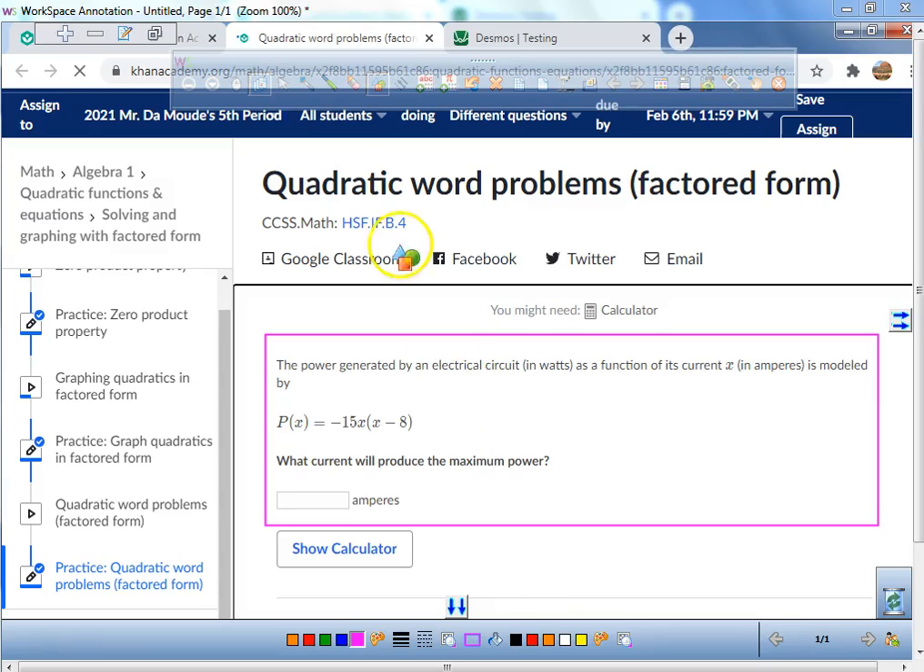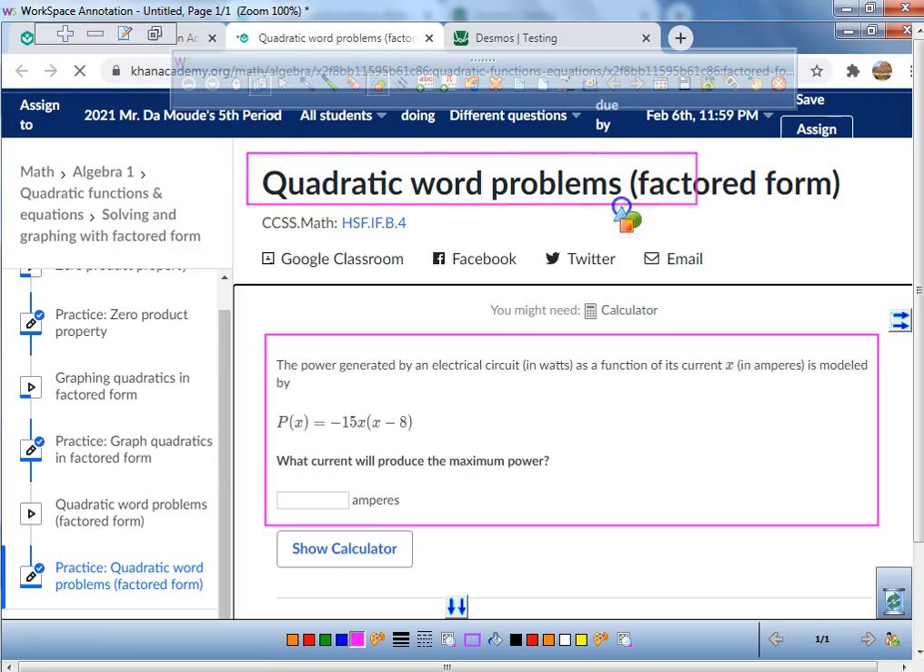All right, so we're going to be talking about quadratic word problems, and all of these, guys, are going to be in factored form. So I just want to make sure you know that we're still dealing with factored form. Now over here it says the power generated by an electrical circuit in watts as a function of its current x in amperes is modeled by this function. It says, what current will produce the maximum power?